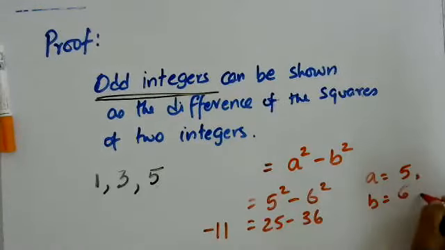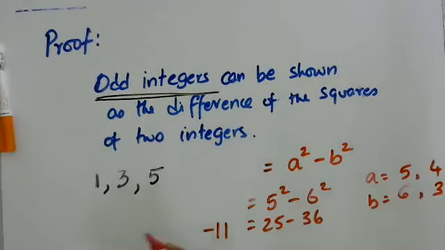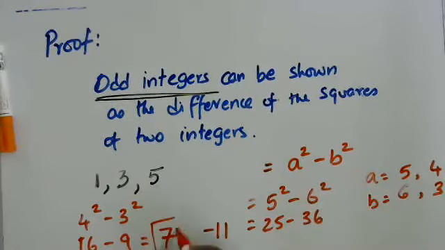Give me another two numbers for A and B. Sir, 4 and 3. So I can put 4 squared, 16, and 9. 16 minus 9. What does that give? 7. So it will give you 7. Okay. So 7 is also an odd number. 11 is also an odd number.